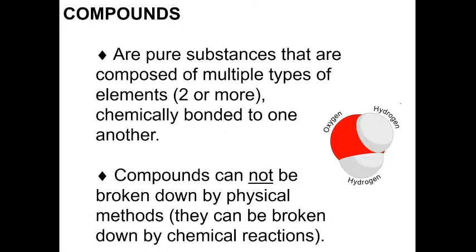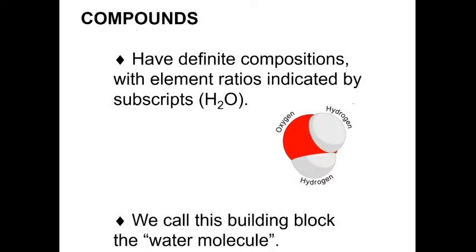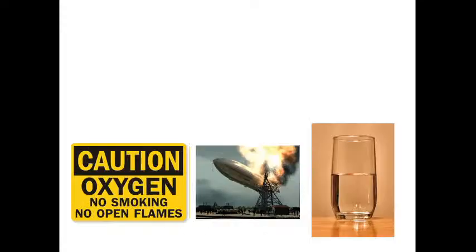Suppose you want to separate hydrogen and oxygen in water, you cannot separate them by physical means, right? Now the second thing, whenever you see a compound, there will be a definite composition with element ratios indicated by subscripts, as in H2O. For example, calcium carbonate is CaCO3. It means a 1:1:3 ratio will be there, right?